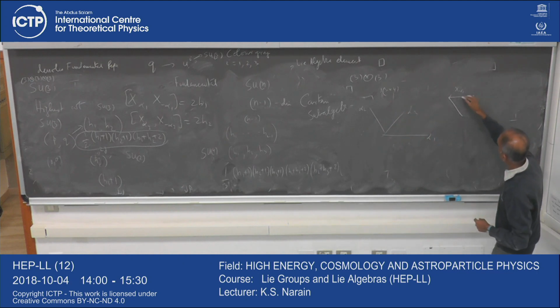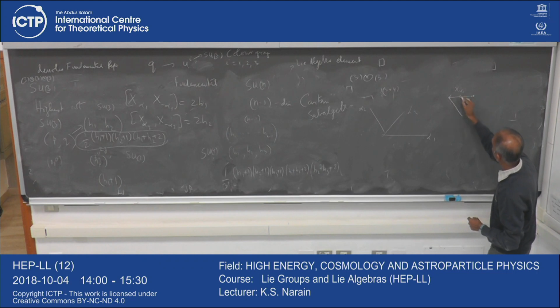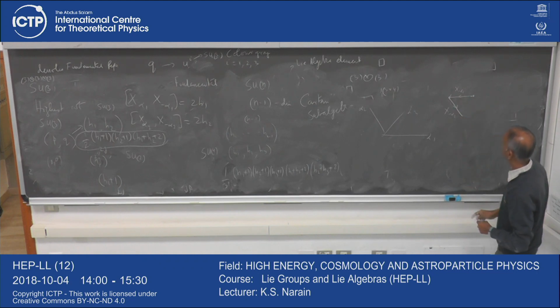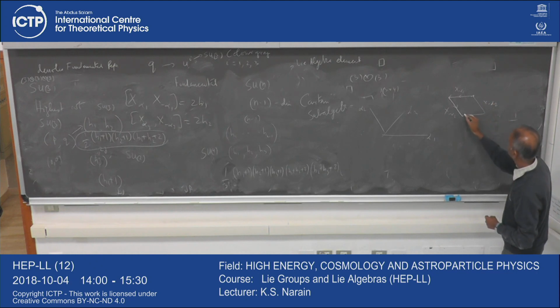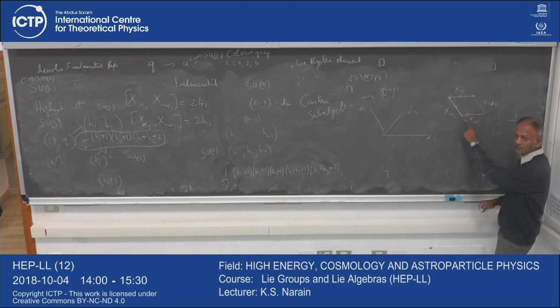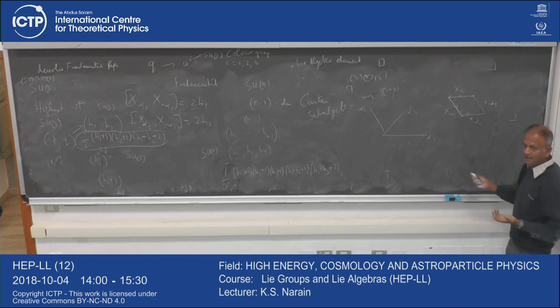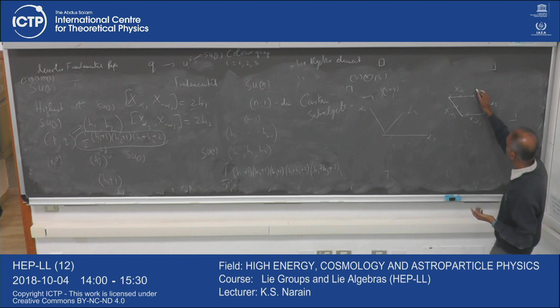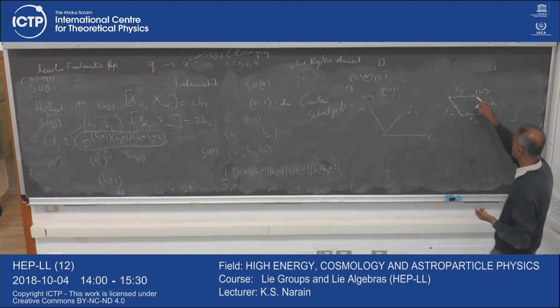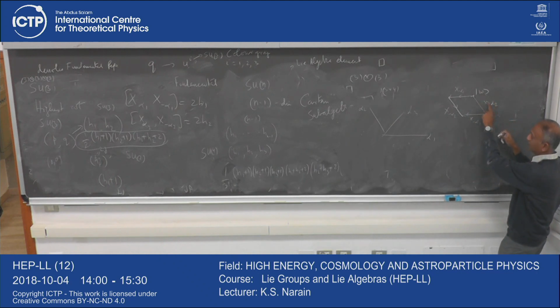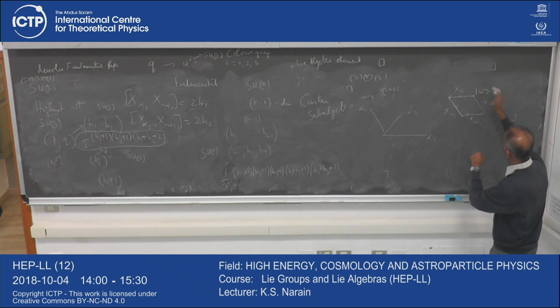So I started from here, apply x minus alpha 1, I come here. Then I apply x minus alpha 2. But equally well, I could have first gone with x minus alpha 2, and then come here with x minus alpha 1. I will arrive at the same weight, obviously, because both amount to subtracting alpha 1 and alpha 2 from this weight. But then the question is, are the states independent or not? Let me call this state W. W is some state, the highest weight, with some eigenvalues with respect to h1 and h2.